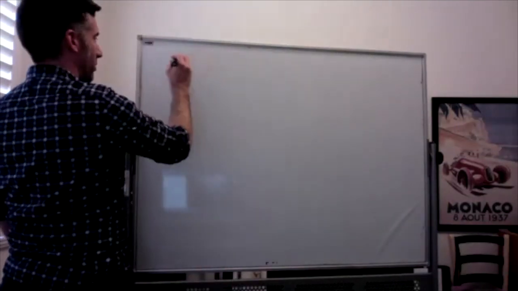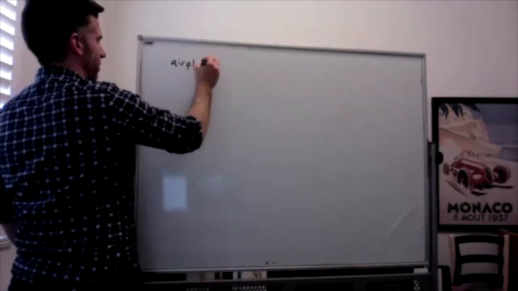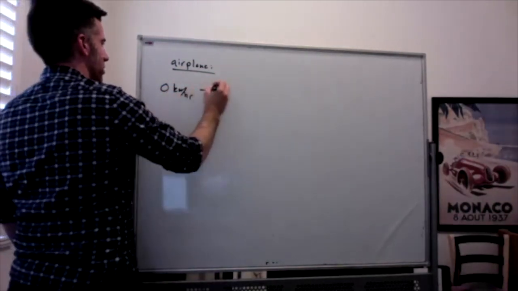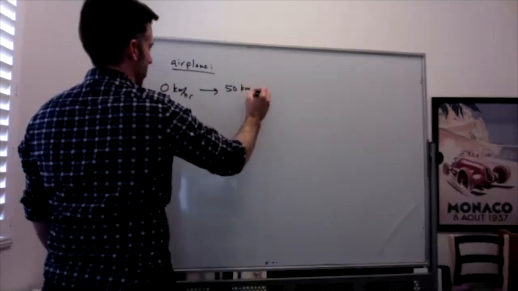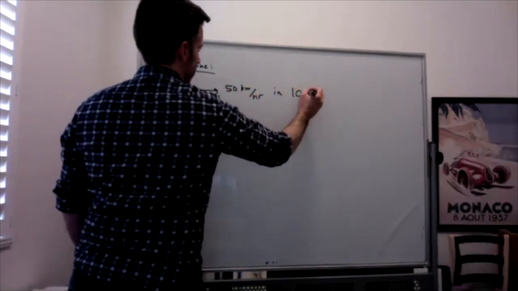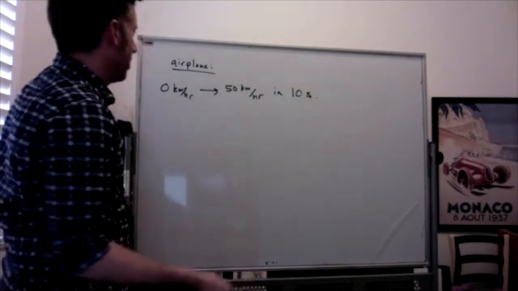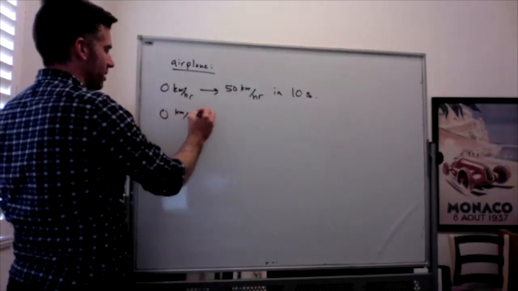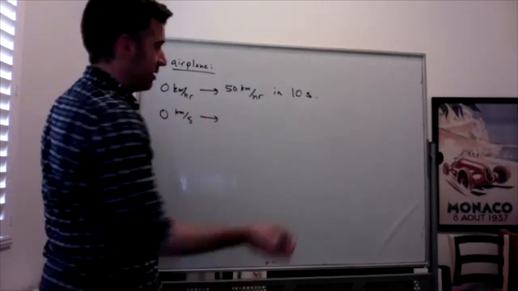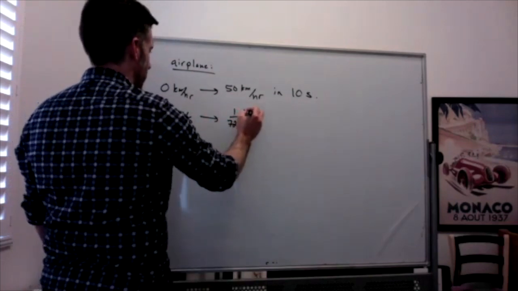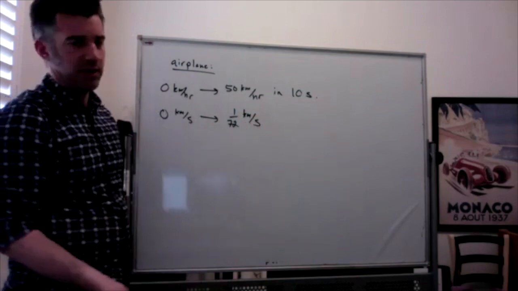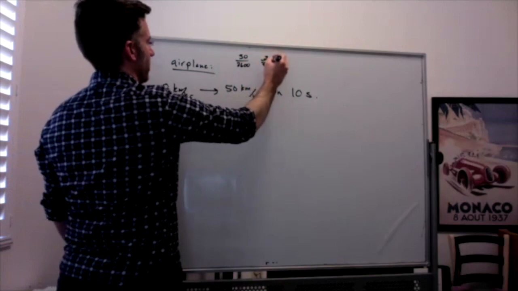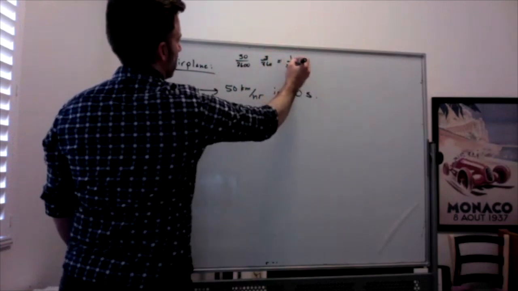So for the airplane problem, I'm just going to look at the first part, where the airplane goes from 0 kilometers per hour to 50 kilometers per hour in 10 seconds. Great. And I know I talked about this before. This is 0 kilometers per second, and this is, I think, 1 over 72 kilometers per second. That sounds right. So we divide by 3,600. 50 over 3,600, 5 over 360. Yeah, that's 1 over 72.